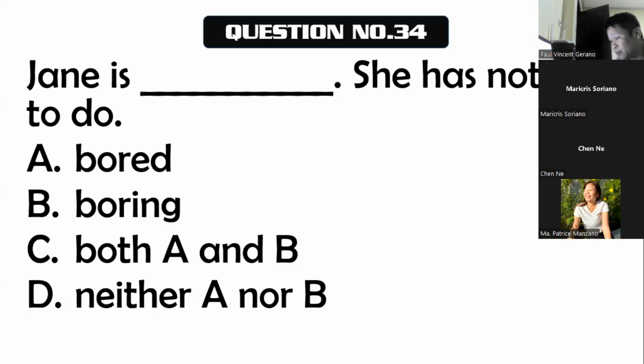Now, Jane is bored because something is boring, or something makes her bored. But when you say Jane is boring, it means she makes somebody bored. Okay, that's the difference between present participle adjective and past participle adjective. The difference is on the effect you have on people. Okay, let's have some exercise.